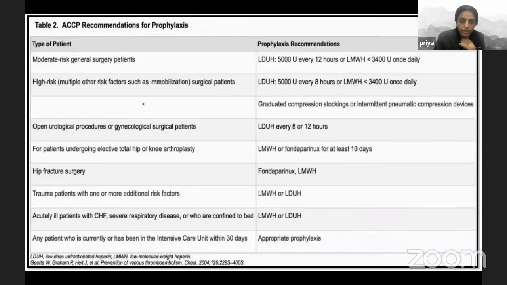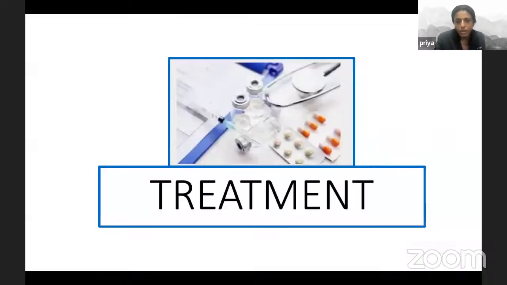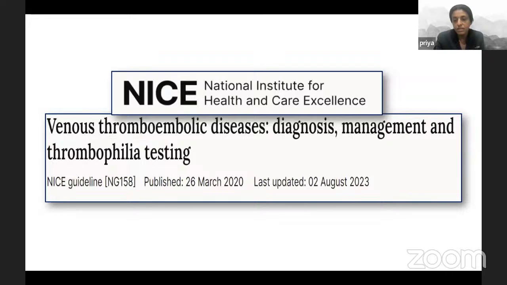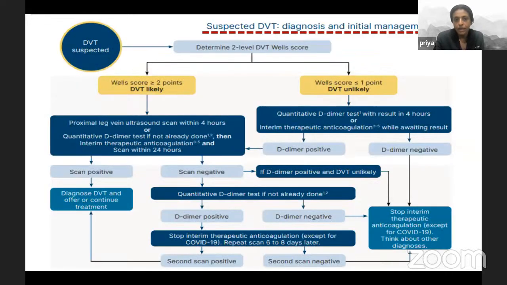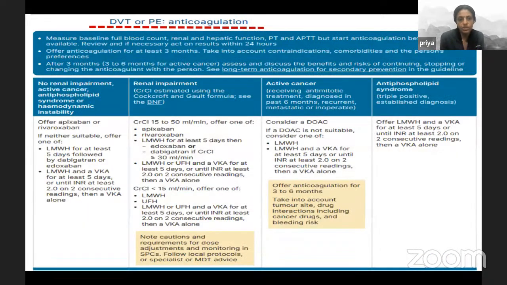So the ACCP recommendation for prophylaxis is like this. Most of the time they are recommending the low molecular weight heparin. But what if the patient already has a thromboembolism or a DVT? In that case, we have to give the therapeutic dose of anticoagulants, and the therapeutic dose is like this. The first thing to do is to check the renal function. If the renal function is normal, you can give either low molecular weight heparin or you can give the oral anticoagulants. In case the renal function is abnormal, then oral anticoagulants, that is factor 10 inhibitors, are out, and you can give the therapeutic dose of low molecular weight heparin.